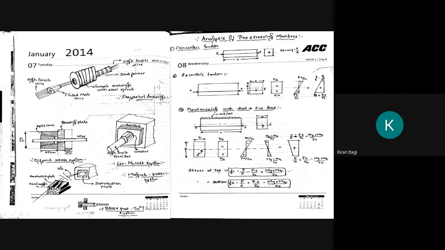Here we only have to determine the bottom stress and top stress. You can call them FB and FT. It is a standard notation in the textbook, or if you are referring to your Techno, it is sigma B and sigma T.